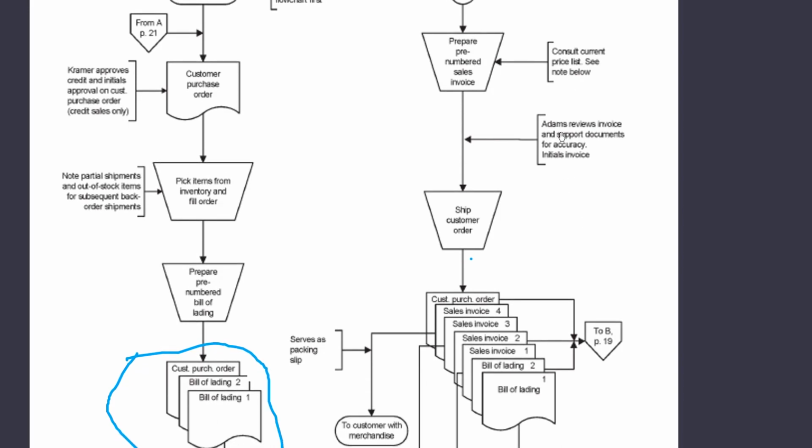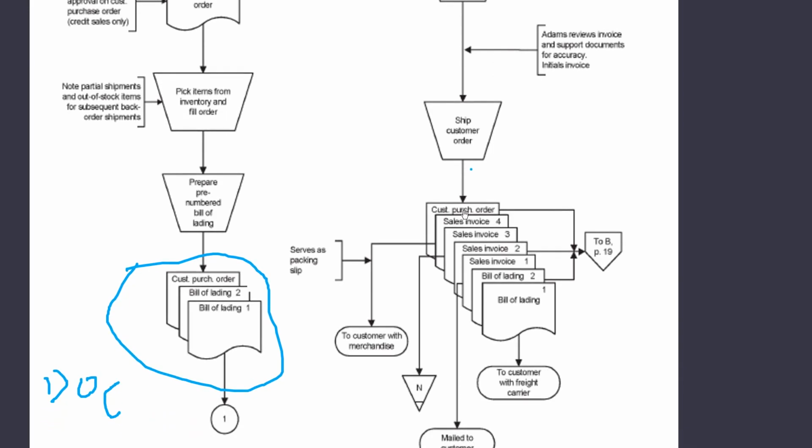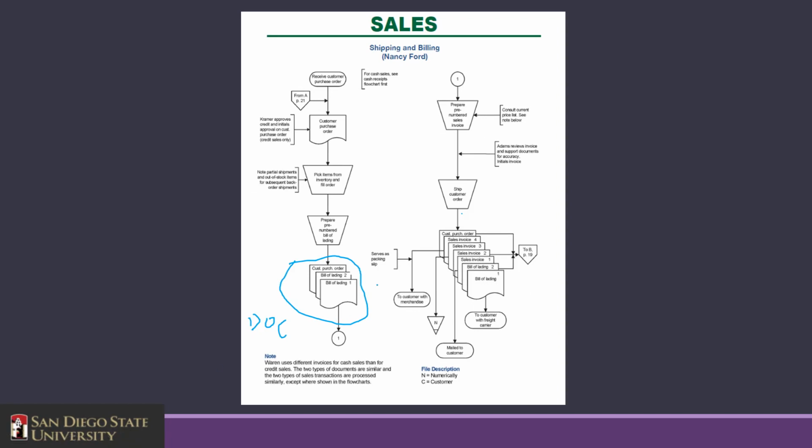Okay. Adams reviews the invoice and the support documents for accuracy. Initial the sales invoice. So then ship the orders to the customer. Along with the shipment, we will have 1 copy of the sales order to the customer with the merchandise. That's what we need to prepare. Another document to be prepared is the sales invoice here. Okay, and also the bill of lading to be prepared. All right.